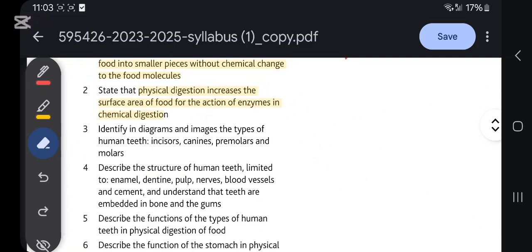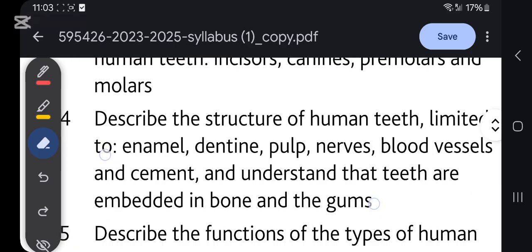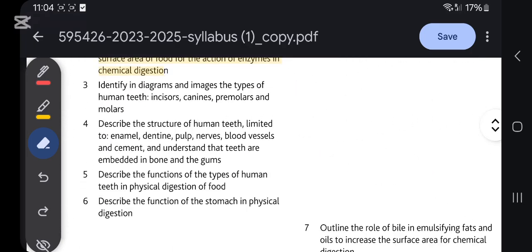Incisors, canines, premolars, and molars. This we will discuss right now. The diagrams we will do in the end for all the chapters. About the types of teeth, remember that incisors and canines are used for biting and cutting, whereas molars and premolars are used for grinding the food. All right.